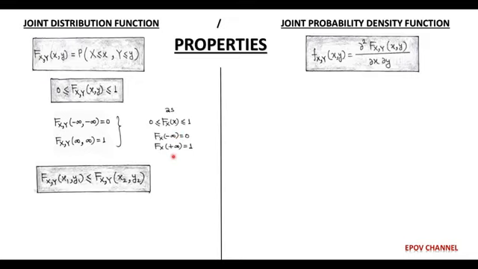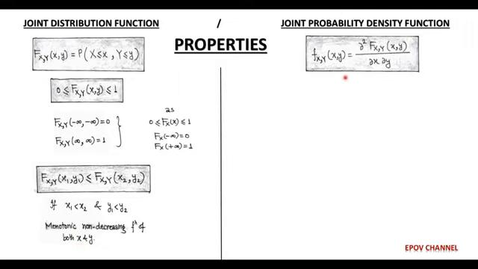Now next property is, as the CDF is a monotonic non-decreasing function of single random variable x, so the joint distribution function is also a monotonic non-decreasing function. Which means if x2 is greater than x1 and y2 is greater than y1, then capital F function x1 comma y1 is less than or equals to capital F function x2 comma y2. Which means the joint distribution function is always a monotonic non-decreasing function for both real values x and y.